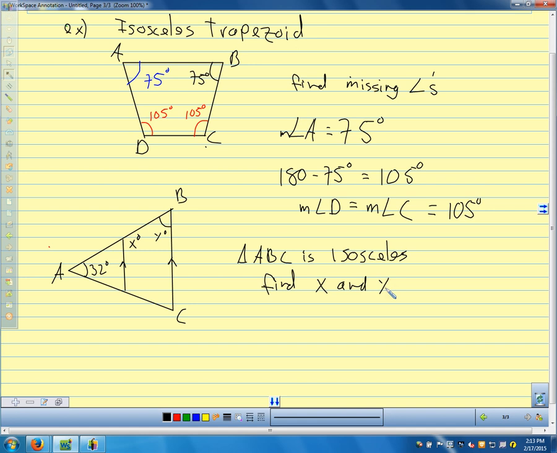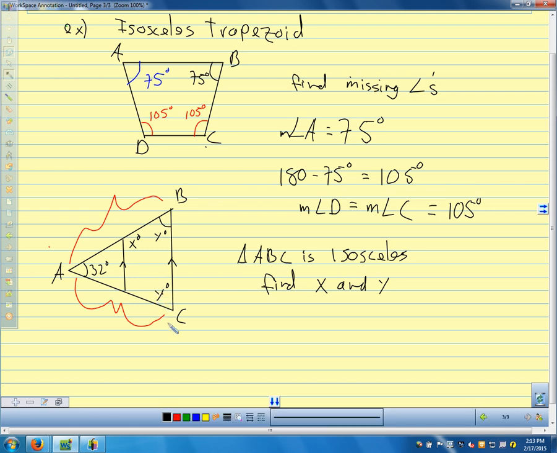So what are we going to do here? Well, if this triangle is isosceles, what do we know about that side and that side? They're the same. So those two sides have to be the same. So what does that tell us about these two angles? They have to be the same, right? The base angles of an isosceles triangle are the same. So that angle is Y degrees.